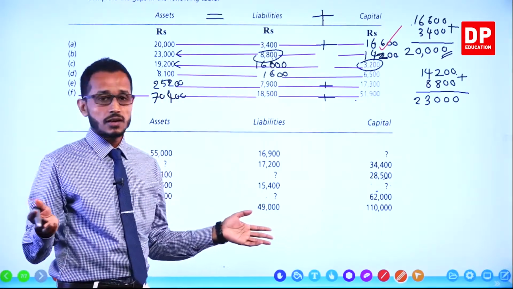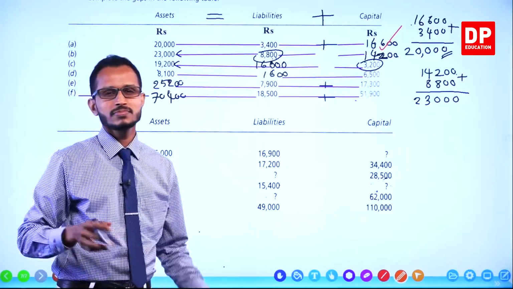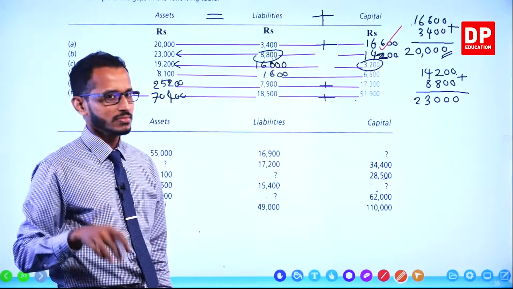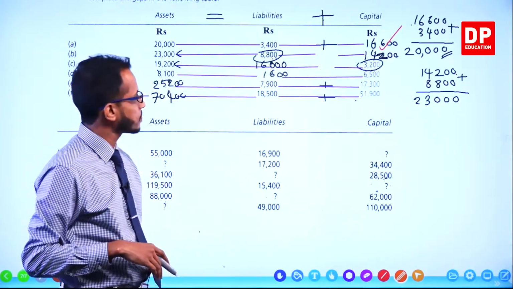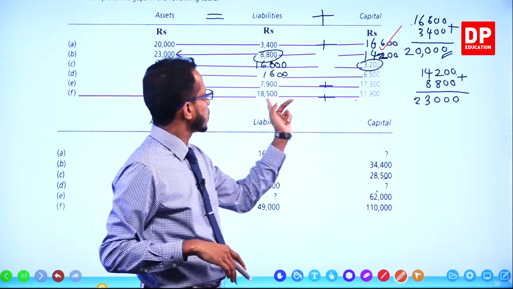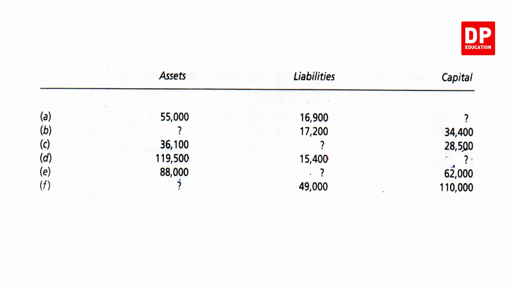Are you still trying to figure out how this 70,400 came? No. Simple additions. Do the rest of the activity by yourself.